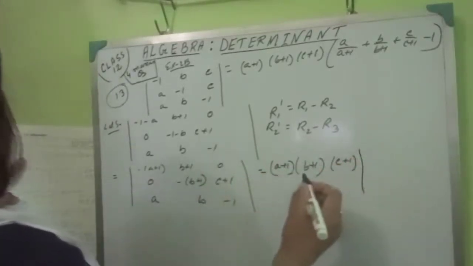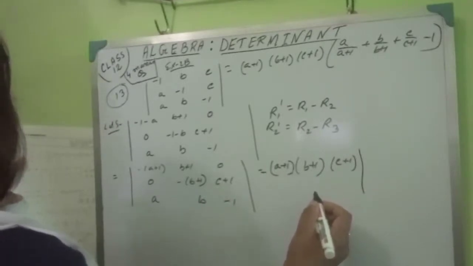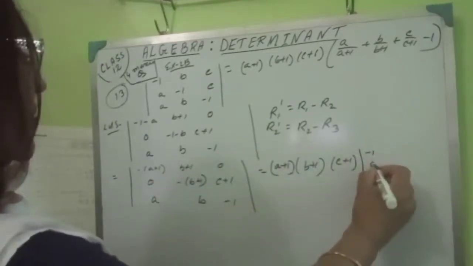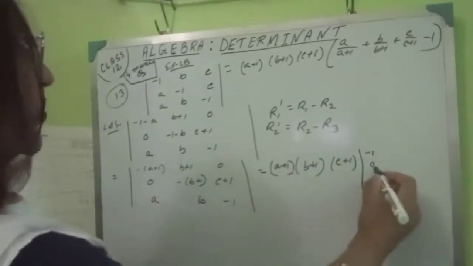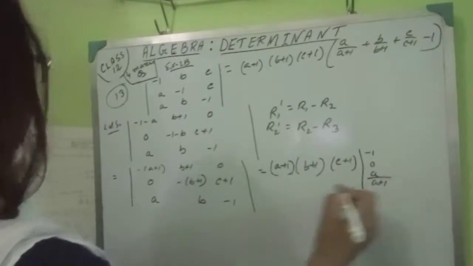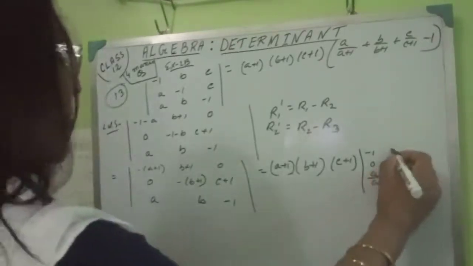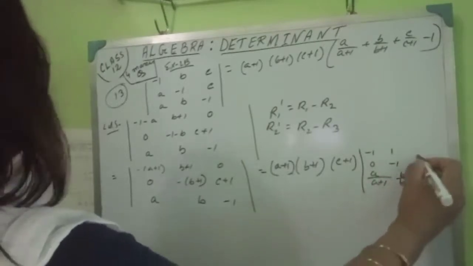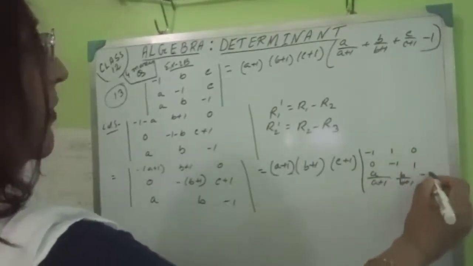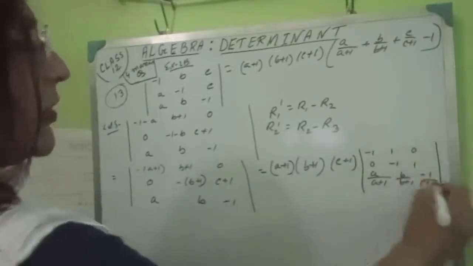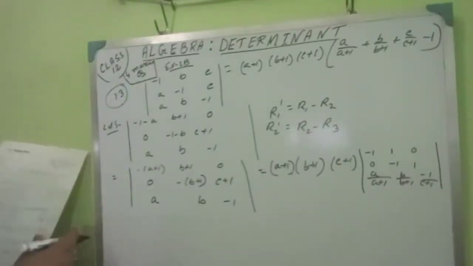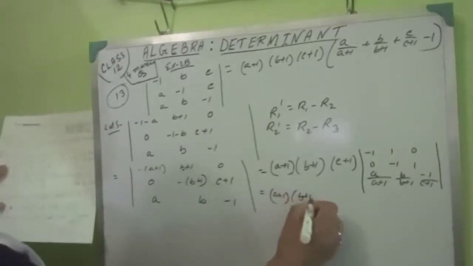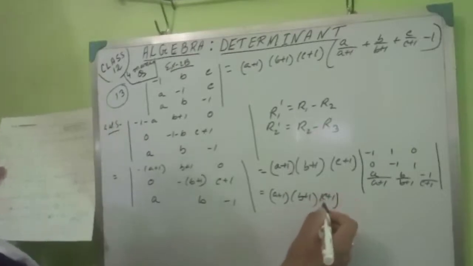Then what will we get? When a plus 1 is taken out, then we can write minus 1. It is 0, so it is 0. Since it is only a, it will be a by a plus 1. Similarly, it will be 1, minus 1, b by b plus 1, and it is 0, 1, minus 1 by c plus 1. Okay. Next, that is equal to a plus 1, b plus 1, c plus 1.